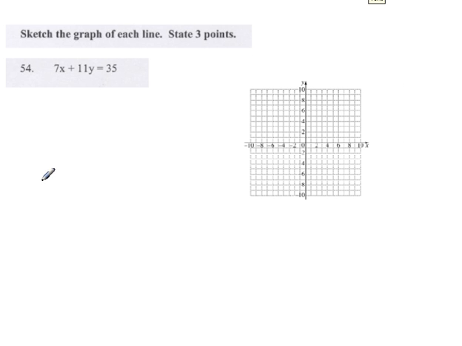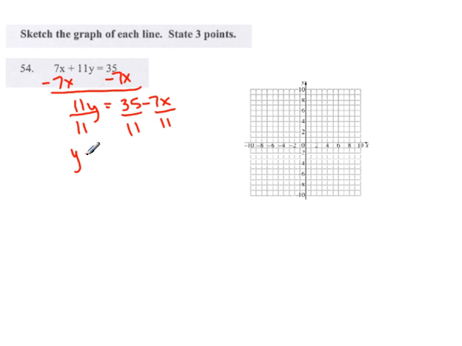Alright, continuing on with the last part of the algebra review for the exam. We have to solve for y, so subtract 7x. That's 11y equals 35 minus 7x. Divide by 11. That doesn't divide evenly, so leave in fraction form: 35 elevenths minus 7 elevenths x.